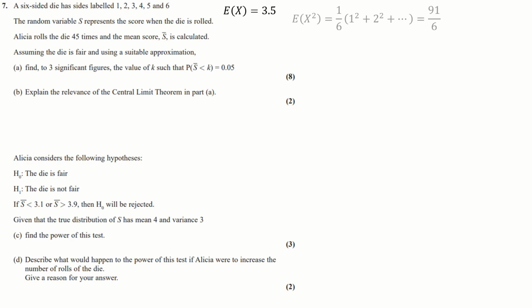E of x squared, maybe you actually have to do some calculations for. It's 1/6 times this squared, plus 1/6 times that squared, plus 1/6, and so on. I just factorized out the 1/6 and then just added the squares together up to 6, and I got this. And so therefore the variance of x is this minus this squared, which is equal to that.